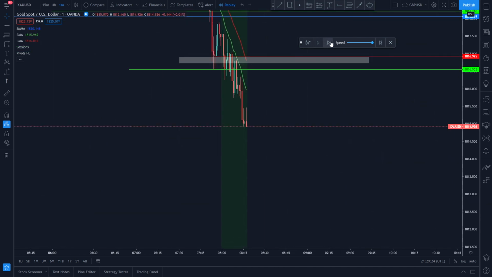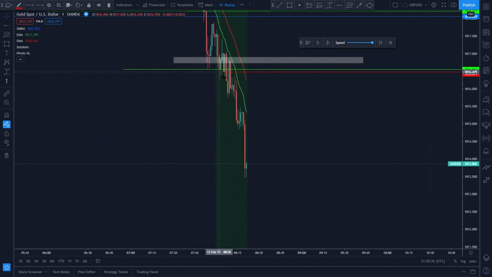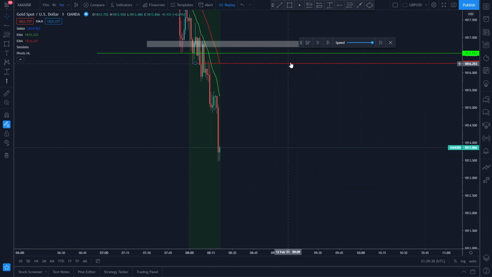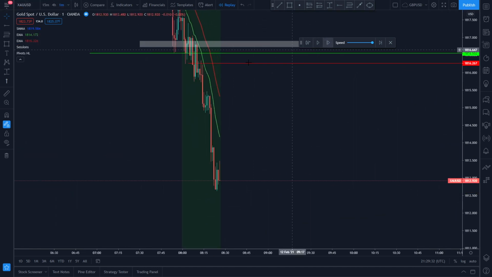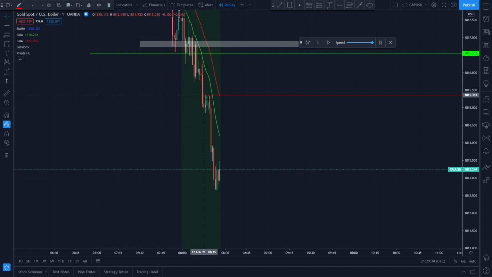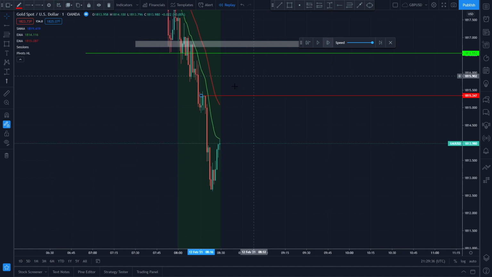All right. So now we're in session and we're just trailing the stop loss. You guys see how this works? The 30 EMA, we're just trailing the stop loss and we're still trailing it. We're just going all the way down. That's all we're doing right here.